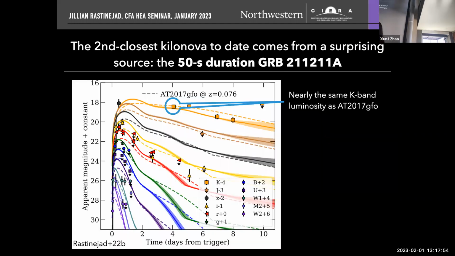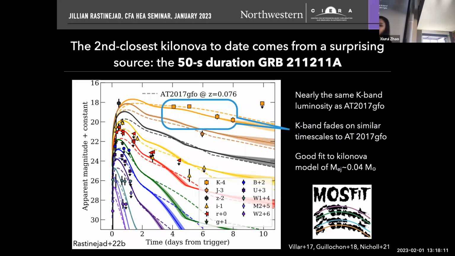This is a plot of the light curves after we've subtracted an afterglow model using the X-ray observations and a radio upper limit. What we see is that for the very first detection, it's nearly the same K-band luminosity as 170817. We also see that the K-band fades on a very similar timescale to 170817. What I should have mentioned right at the beginning is that these dashed lines are the light curve of 170817 if we shift it to 350 megaparsecs. So you can see it looks very similar in the way it fades.